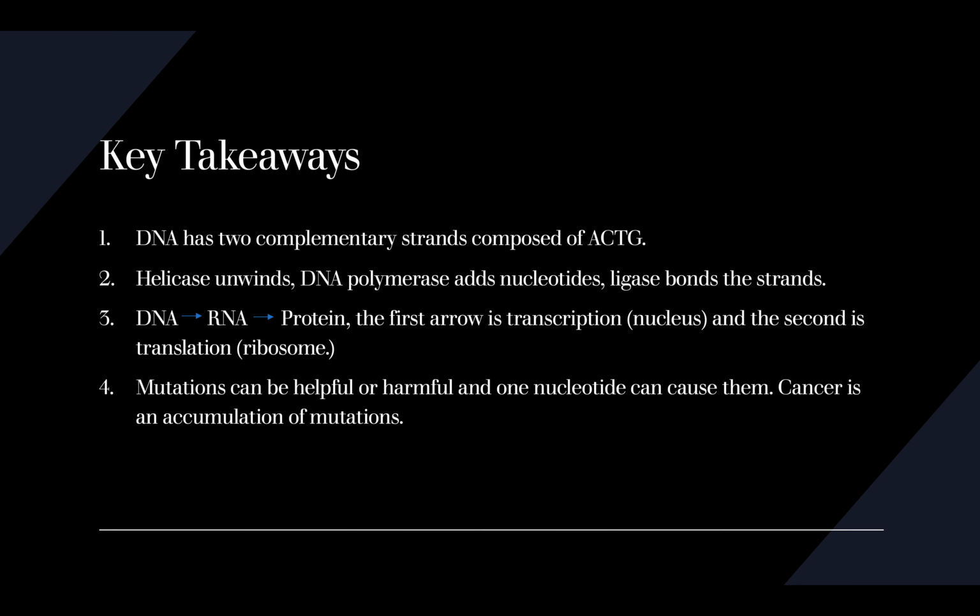Okay, so we are at our key takeaways from these chapters. One, the DNA has 2 complementary strands composed of A, C, T, and G, which are adenine, cytosine, thymine, and guanine. And then we talked about our enzymes. Helicase will unwind DNA, DNA polymerase will add nucleotides in, and ligase will bind the strands together. DNA goes through transcription to RNA, then goes through translation to make a protein. The first arrow is transcription in the nucleus. The second is translation, which happens in the ribosome.